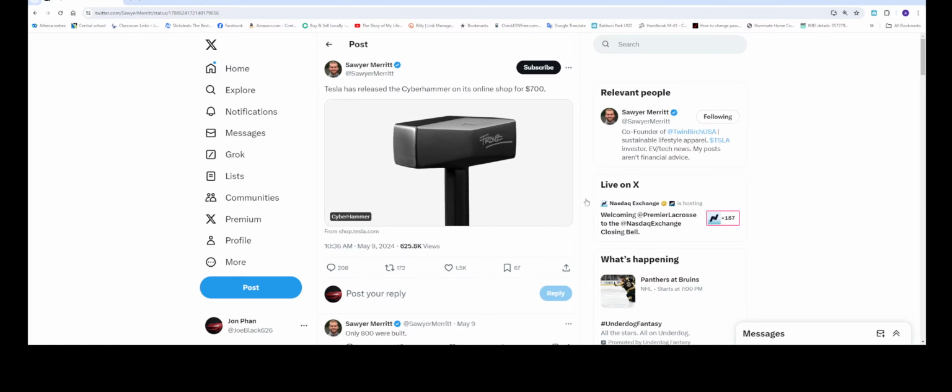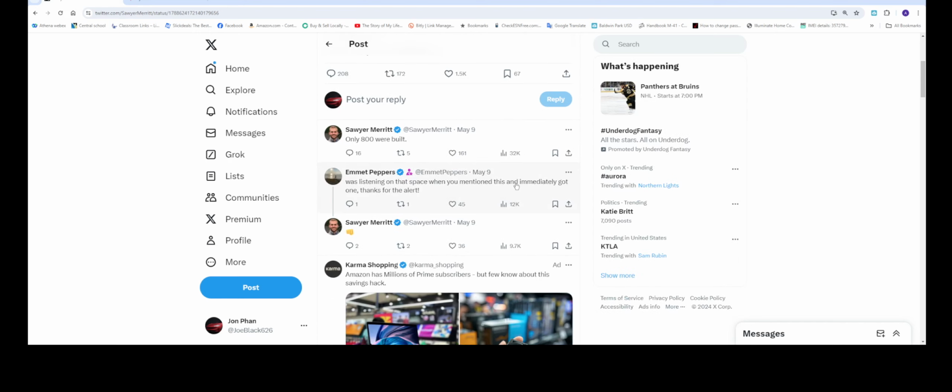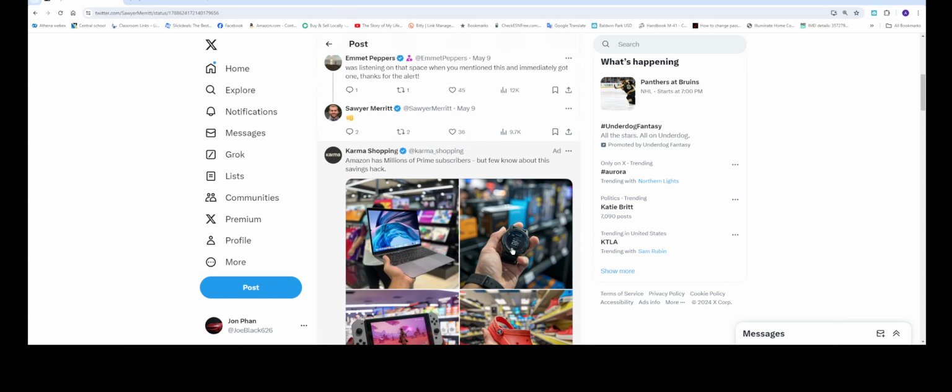And look how much Tesla is making off of this one here. Someone says it's like $459,000 on it. Isn't that crazy?